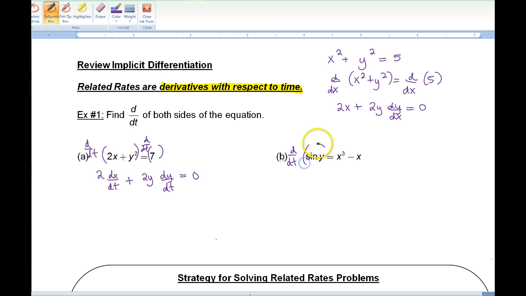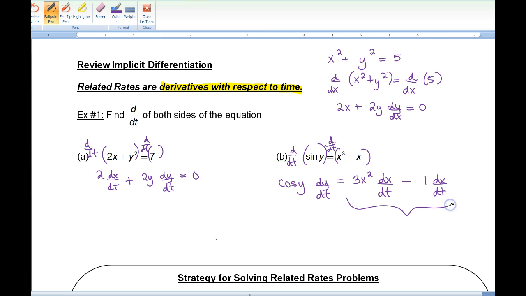Okay, so let's take d dt of both sides here. So think about just sine of y. What would be the derivative of sine? Okay, so it's going to be cosine of y, and then our variable is y, so we put times dy dt. Next, we have x to the third, so our derivative would be 3x squared dx dt minus 1 dx dt.